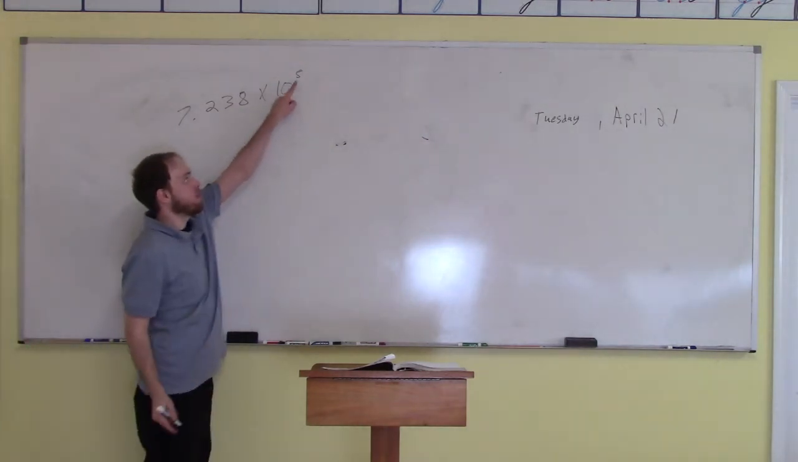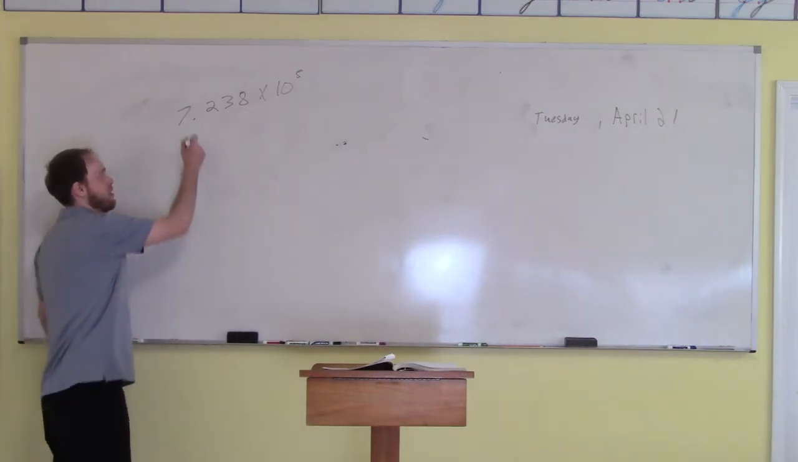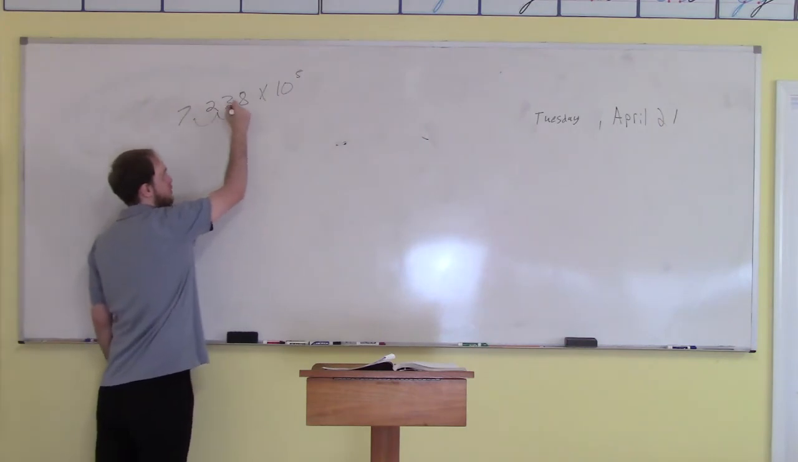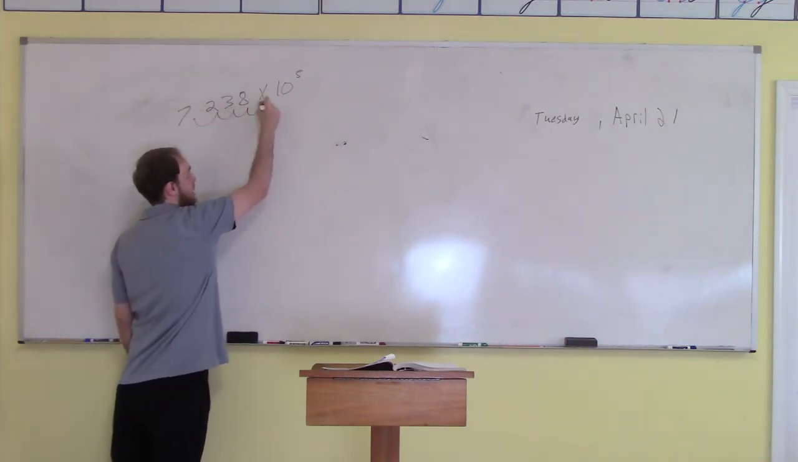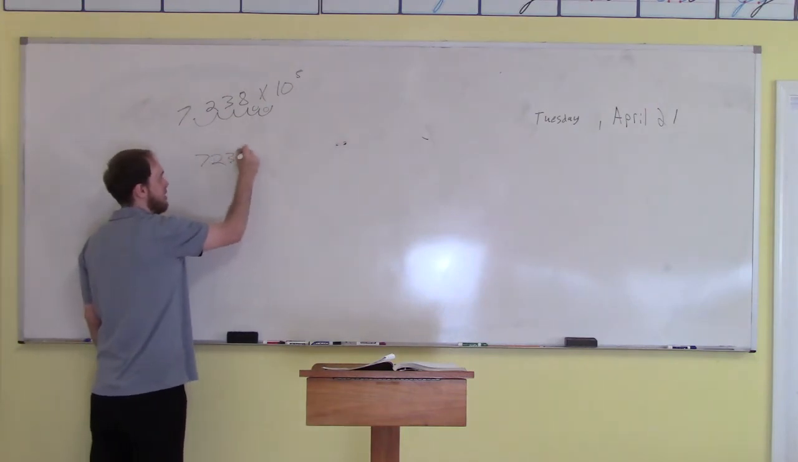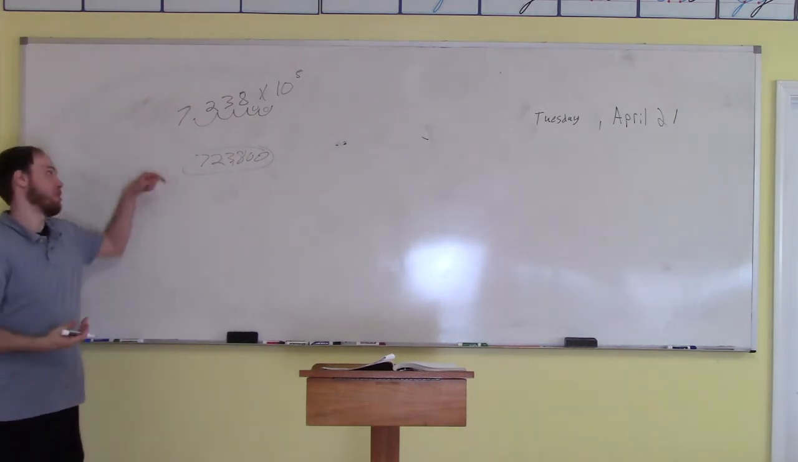This number up here, if it's positive, move it to the right. If it's negative, move it to the left. And so for this one, I'm just going to move it 5 times to the right. And so I move it 1, 2, 3, 4, 5, fill in the zeros. And so it'd be 723,800. And so that would be the number, the big number, the actual number, not written in scientific notation.